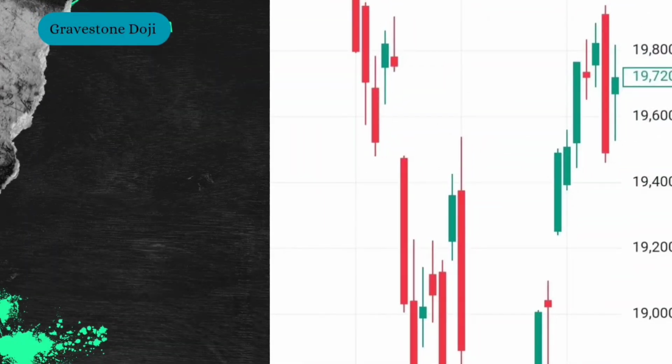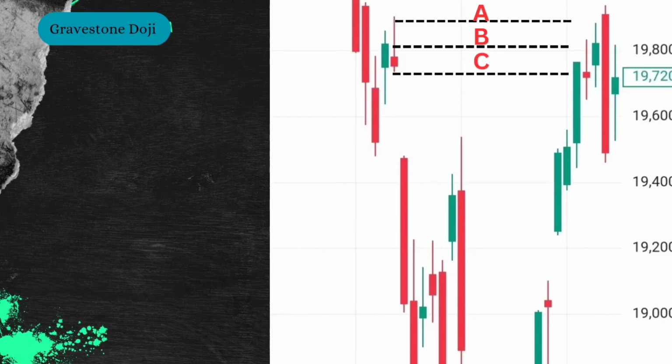In this chart, you can spot a gravestone doji pattern. Following the gravestone doji, a bearish reversal occurs and the stock price goes down significantly. So now guess what the entry point and stop loss are among A, B, and C.